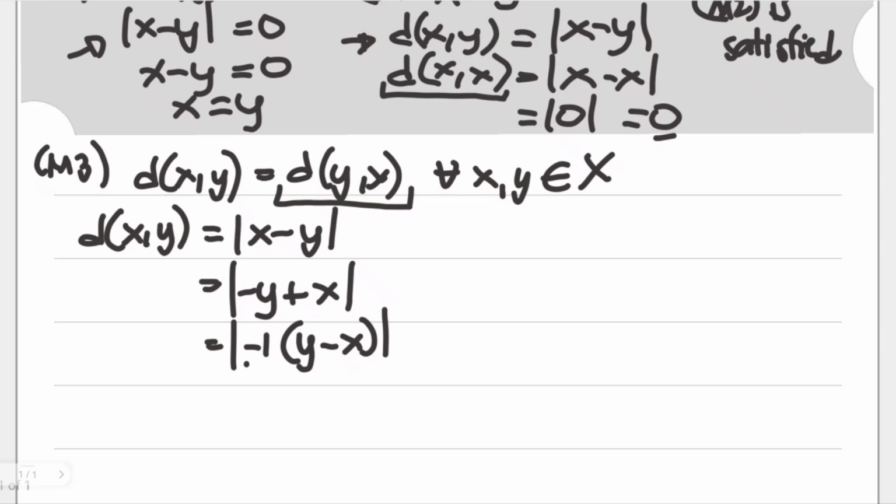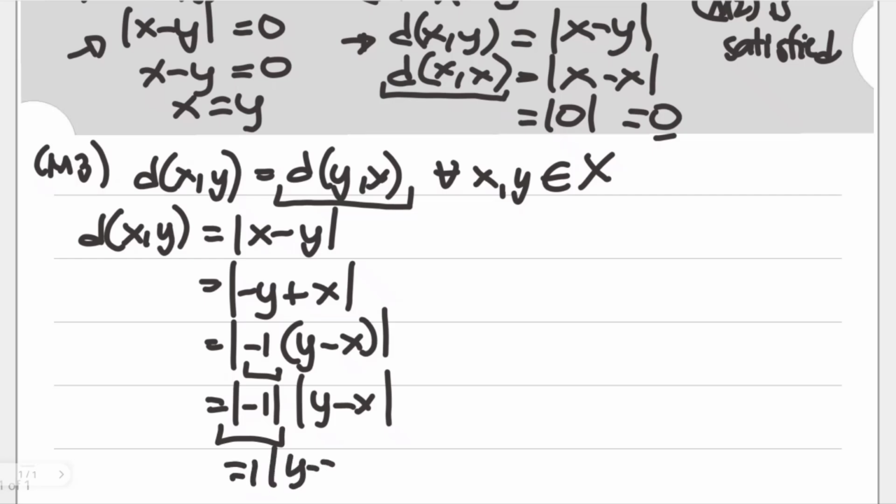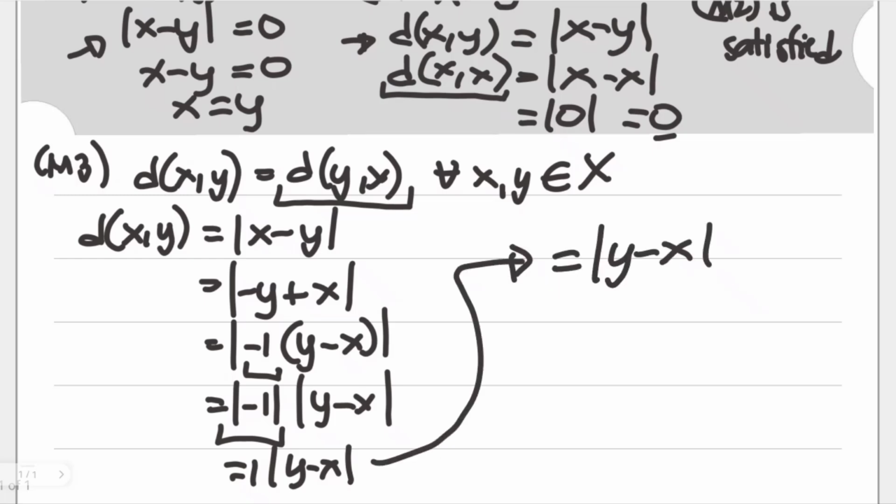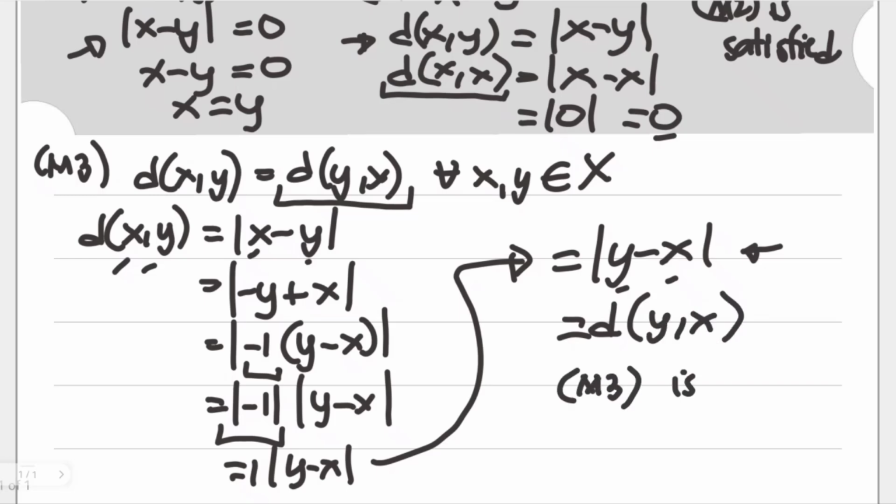Once we have a scalar quantity here, this is just equal to the absolute value of the scalar quantity times the absolute value of the expression. Of course, we know that the absolute value of 1 is just 1, times the absolute value of y minus x, which gives us the same expression, y minus x. And what does this represent? Per the definition earlier, we have x and y here. Once they are interchanged, this is also equal to the distance of y and x. This is M3, and it is satisfied.